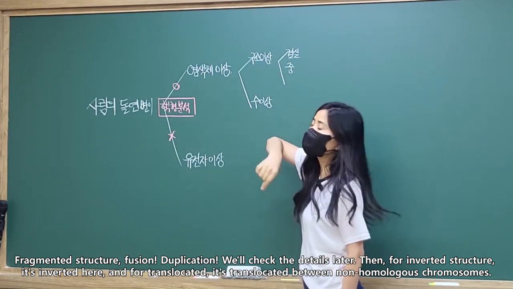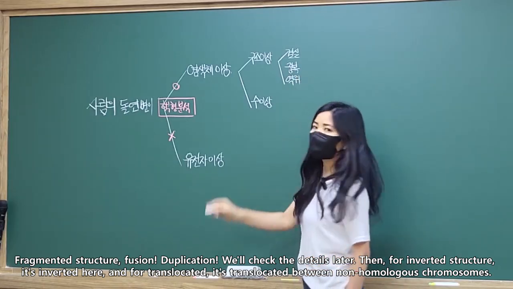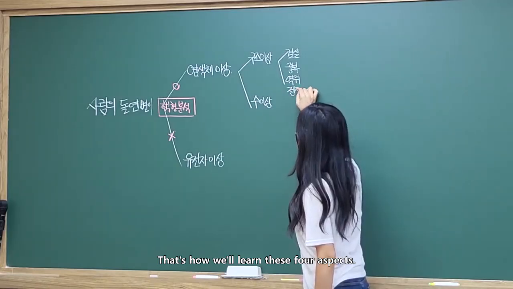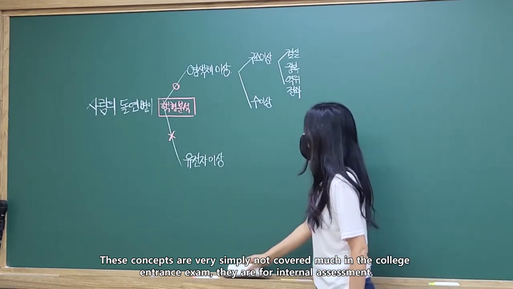Fragmented structure, check the details later. Then, for inverted structure, it's inverted here. And for translocated, it's translocated between non-homologous chromosomes. That's how we'll learn these four aspects. These concepts are very simply not covered much in the college entrance exam. They are for internal assessment.